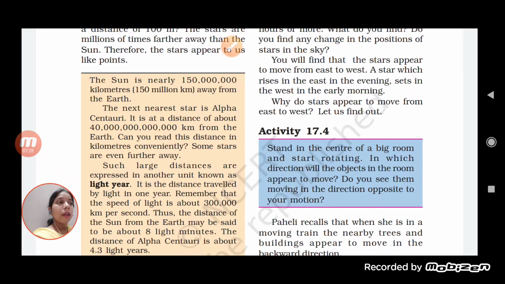So you are at the center of the big room and you are moving. It seems that the room is actually moving in the opposite direction. So basically this happens. See, the stars, they remain fixed at the position, but our earth is moving, so that's why it seems that the star is moving from east to west. Actually, the stars do not move from east to west. It is the earth only. Because of that, we feel that the star is also moving along with it.